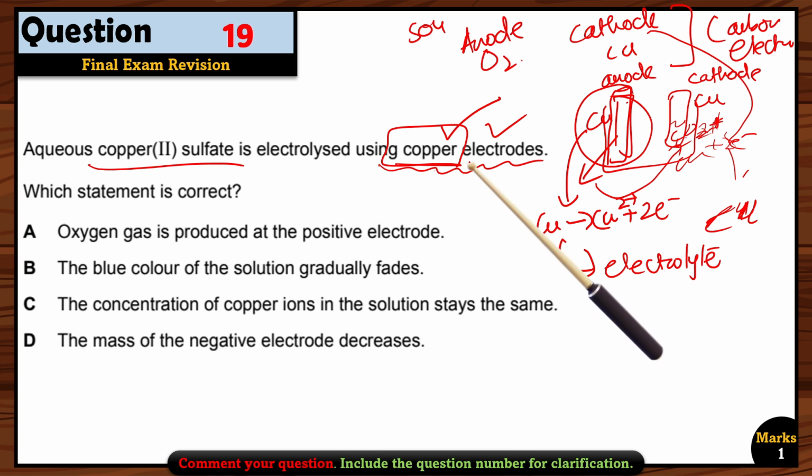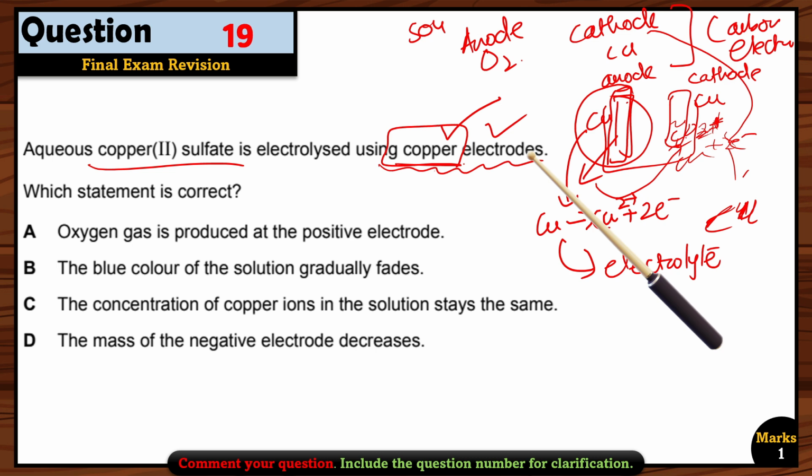So when you are using copper electrodes, what are your products at cathode and anode? At anode, your product is actually the copper ions. The copper atom is changed into copper ions. At cathode, it is same like the carbon electrodes. The copper metal will still be produced at the cathode. Copper ions will change into copper metal, and you will see the deposition of copper metal at the cathode.